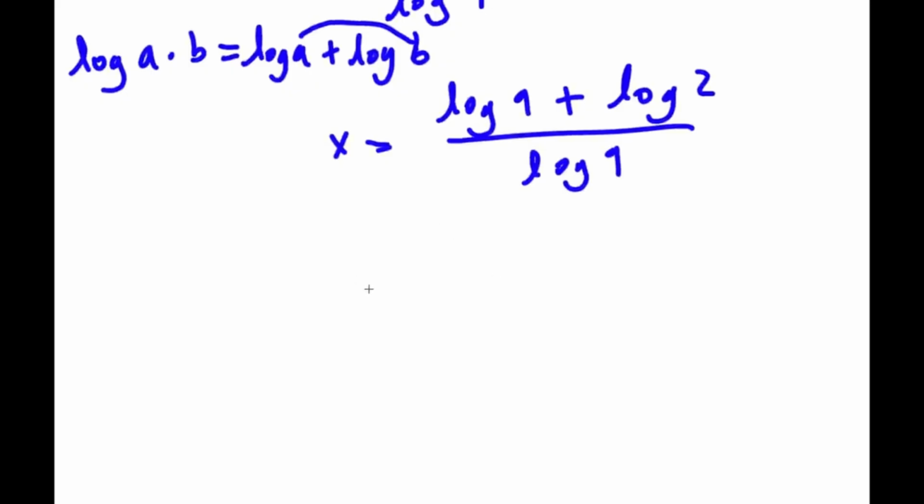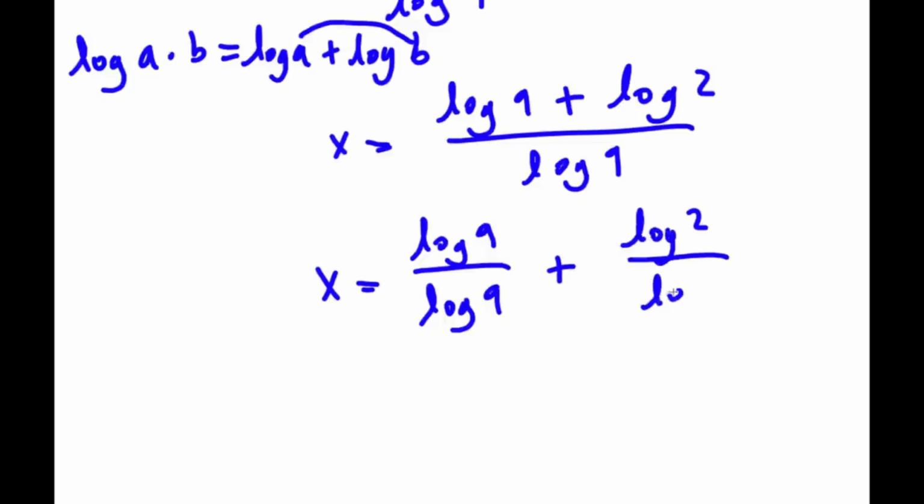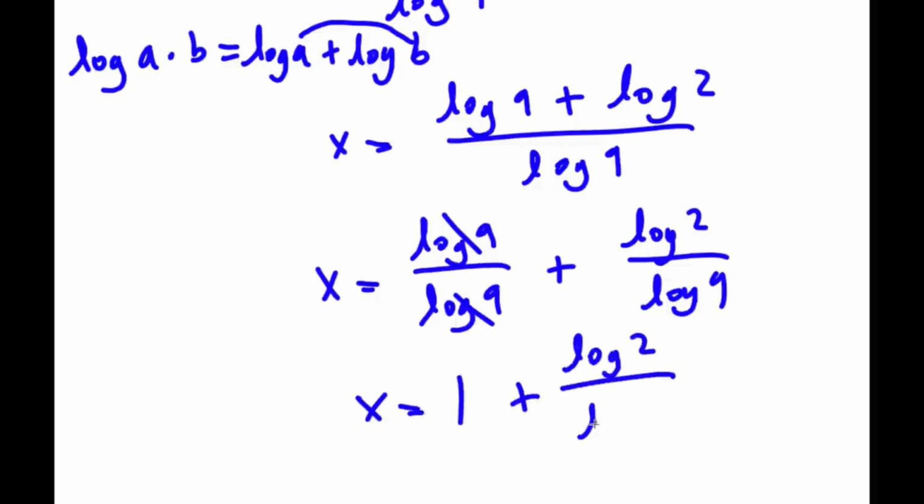And now, this is the same thing as log 9 over log 9 plus log 2 over log 9. All I simply did was I divided this into two parts, because remember, if you add these again, you'll simply get log 9 plus log 2 over log 9. So now, log 9 over log 9, these two would cancel out, so this is the same thing as 1. So I have 1 plus log 2 over log 9.